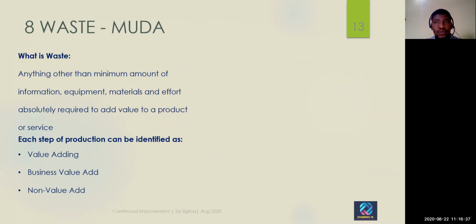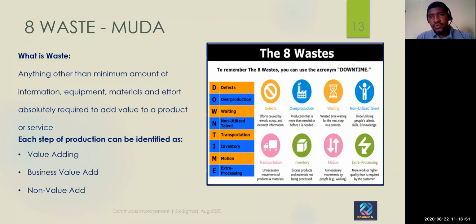So we'll also look at the 8 waste. I know we looked at this previously, but it's also very important in identifying what to measure. So waste is anything other than the minimum amount of information, equipment, material, effort that's required to add value to a process. So one good way of memorizing the 8 waste, which the Japanese call muda, is DOWNTIME. So we look at defects.